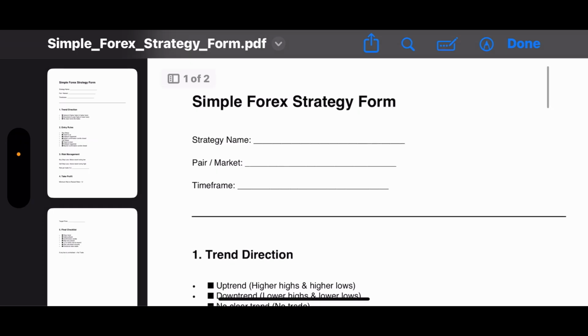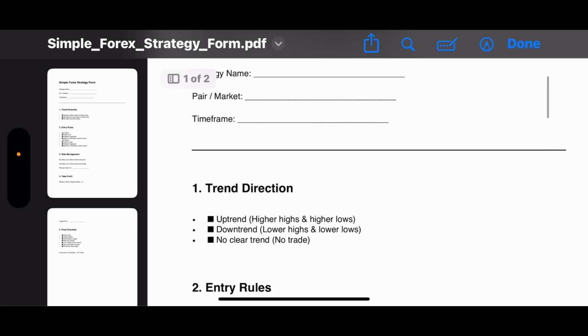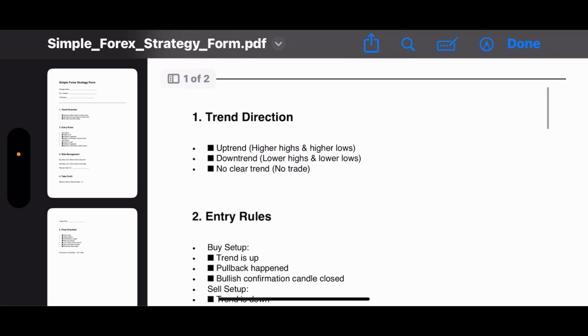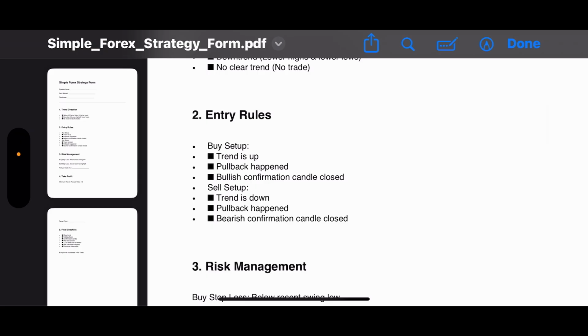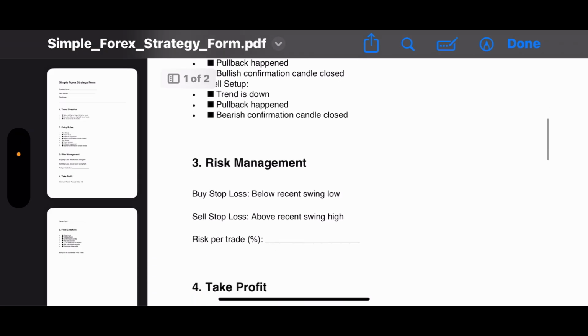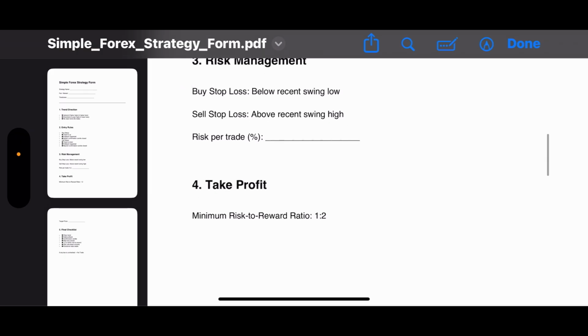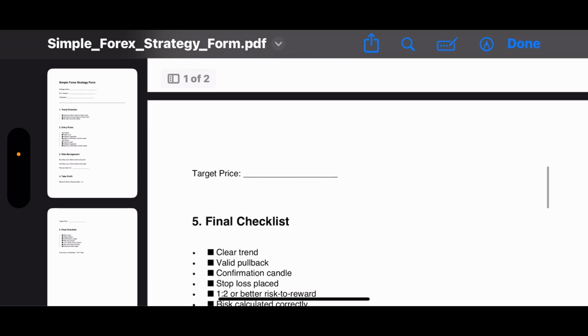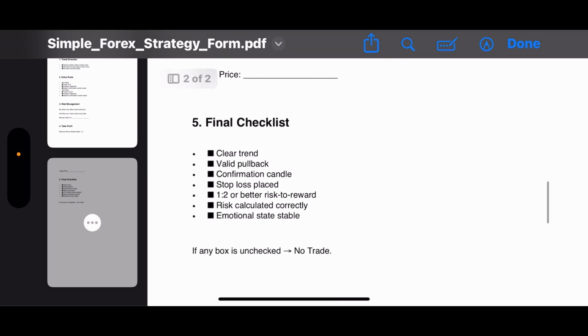The third thing you will need is a simple Forex strategy that tells you how you're going to be getting in the trade, the direction. You want to know your entry rules, and you want to have your risk management in order. A lot of the reason traders fail is because they don't take risk management seriously. And you also want to have that final checklist so you know you checked everything off.